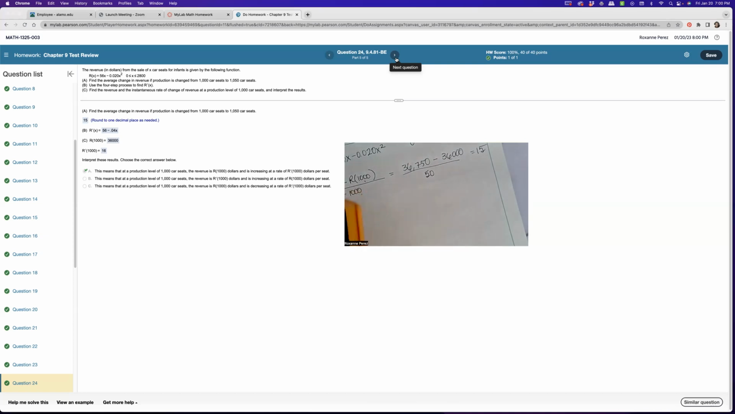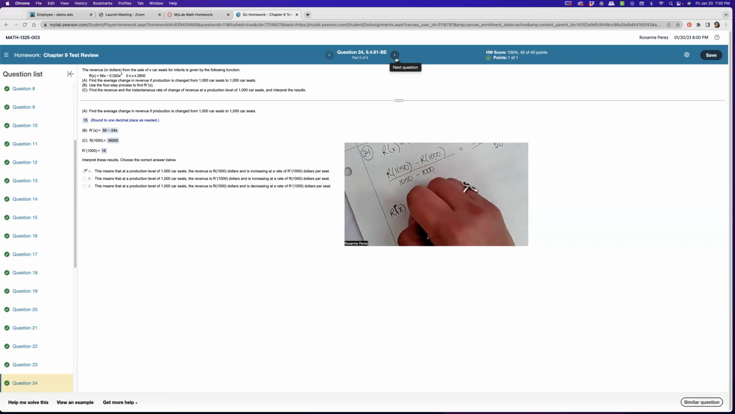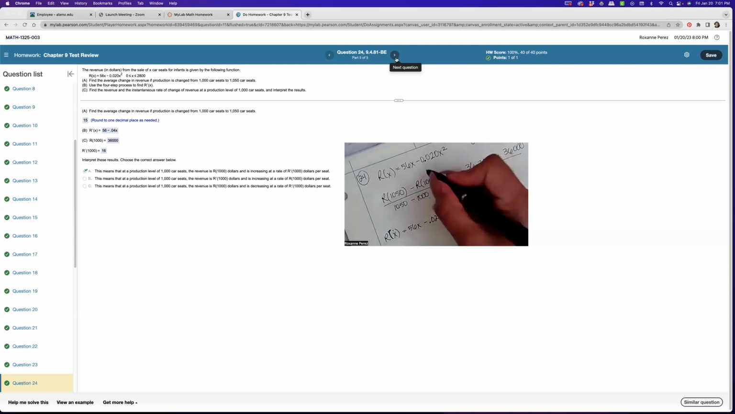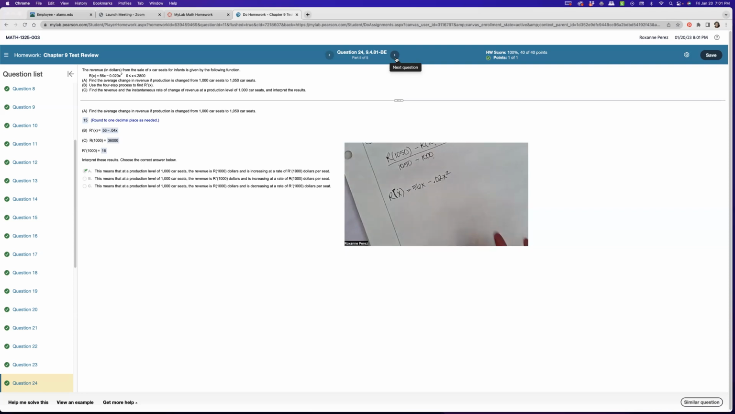Okay. Now part B is finding the first derivative of your revenue function. So R prime, actually let me write R of x here first. R of x equals 56x minus 0.02x squared. I'm just dropping off all of these extra zeros that we really don't need. I don't need this leading zero. I don't need this trailing zero. I'm just going to simplify my work a little bit.